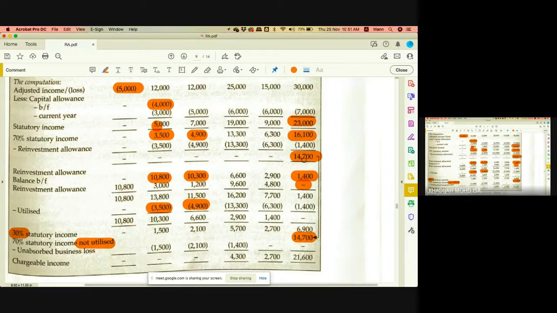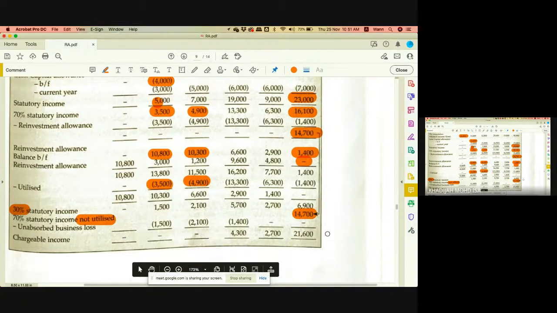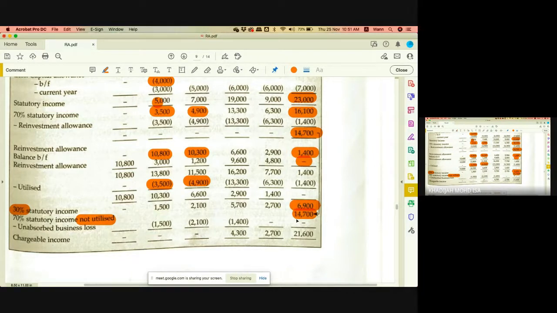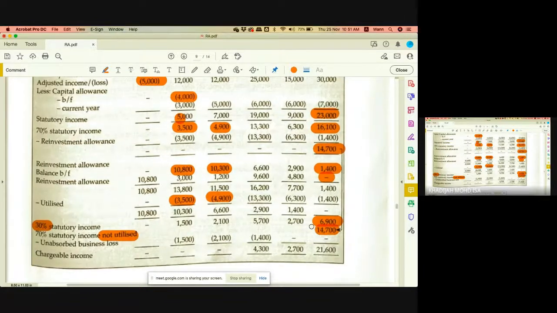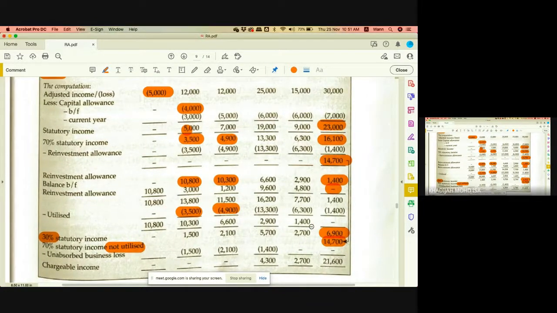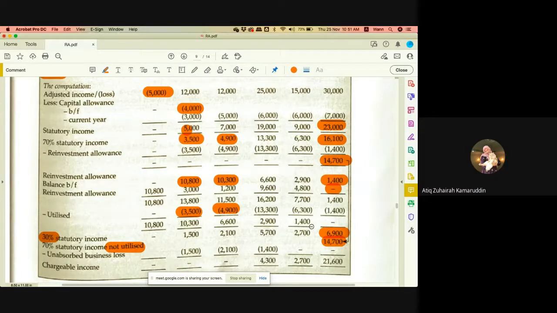So this unabsorbed SI will be added together with your 30% SI. So 30% SI is 6.9, and you have the unabsorbed portion of 14.7. Add together, that will be your aggregate income. And if you don't have any losses, you don't have any other income, that will also be your chargeable income. All right, so far so good. Are you clear about reinvestment allowance? Yes, madam. Okay, yeah. All right.